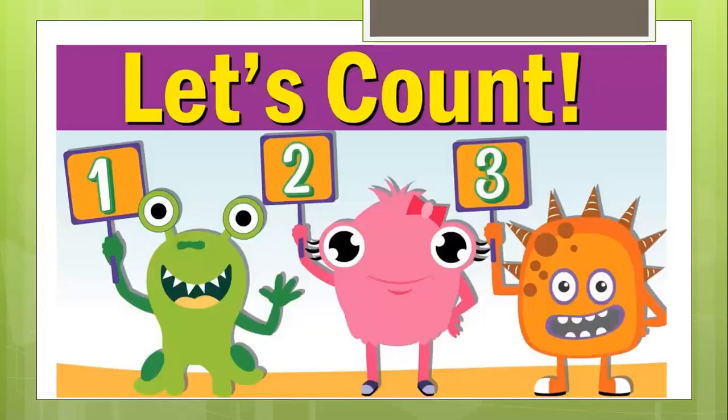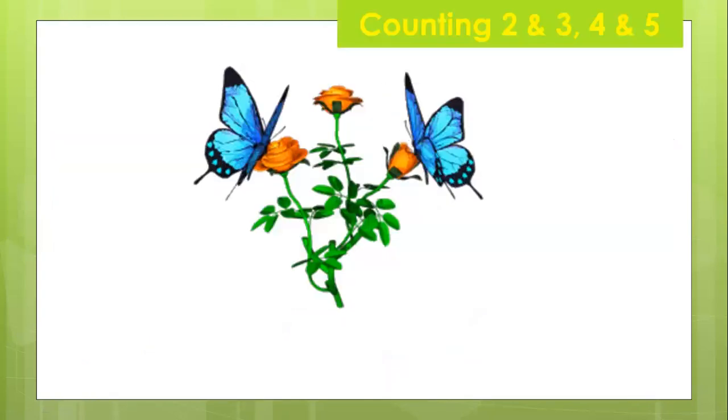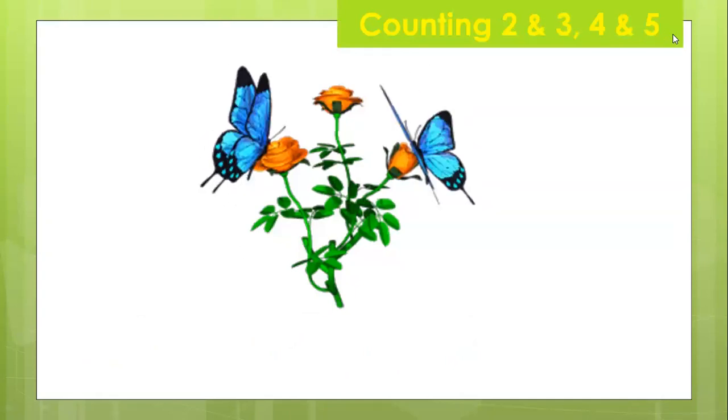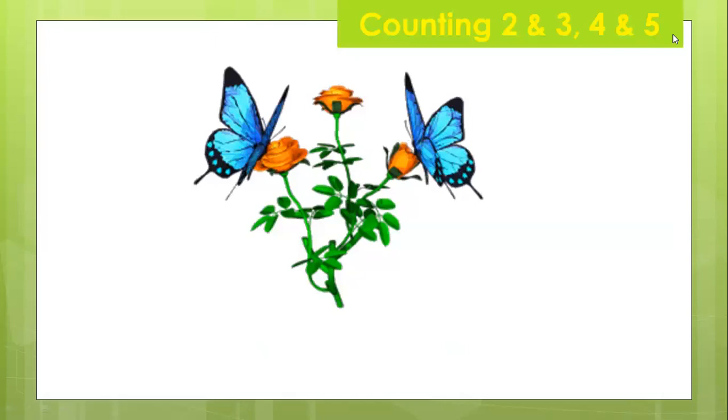Okay, today let's count. Can you say count? Good. So today we are going to count the objects. So we count 1, 2, 3, and 4, 5, 6, 7. You remember those numbers? Okay, so let's count with me. Today we count 2 and 3 and 4 and 5. Okay, so we have to divide between these things.